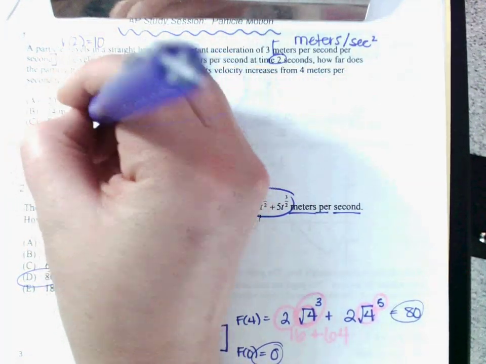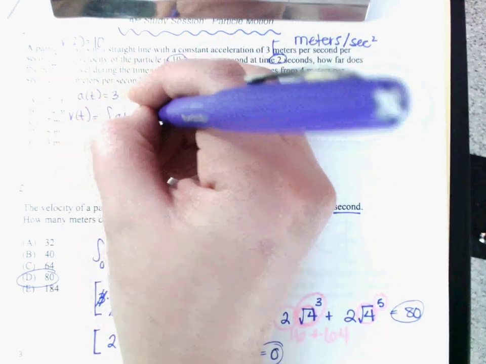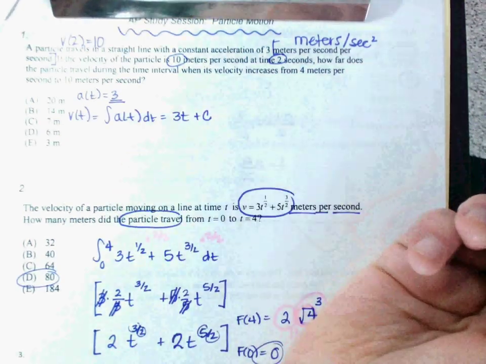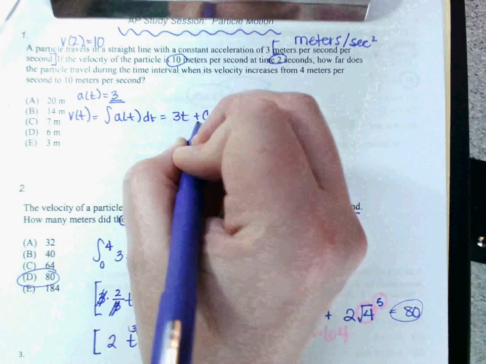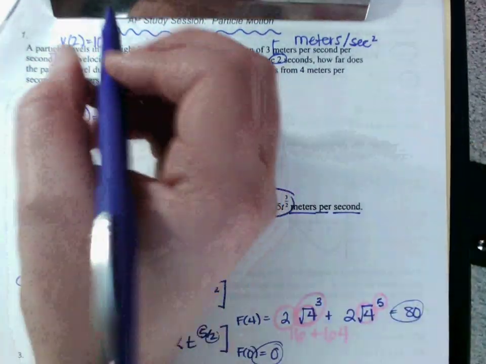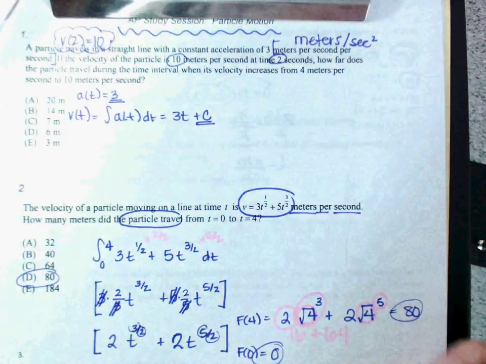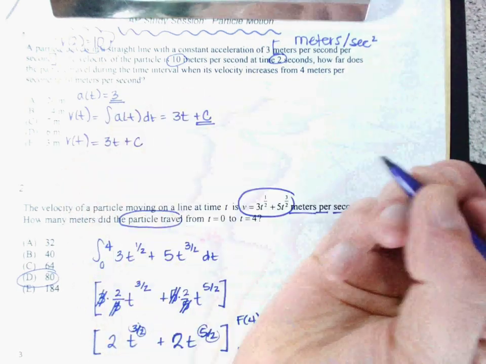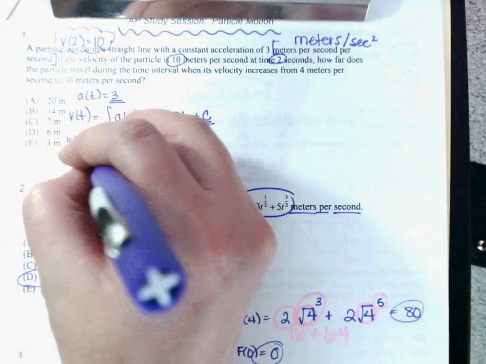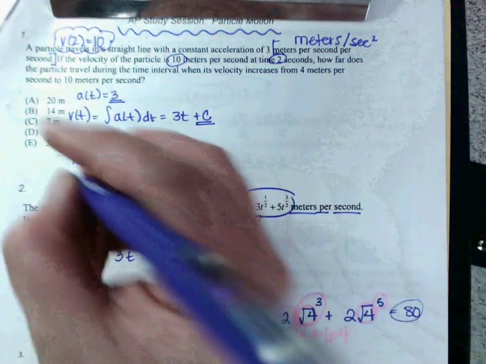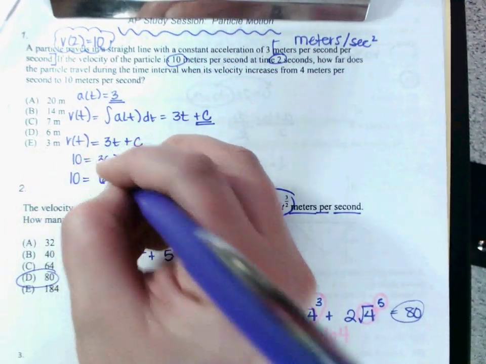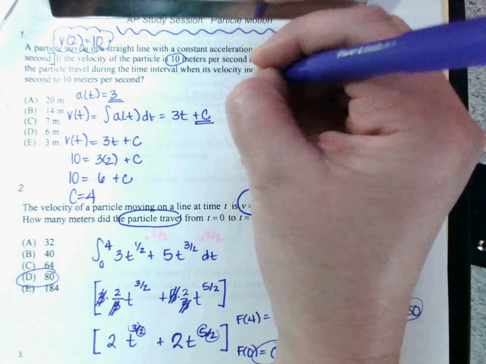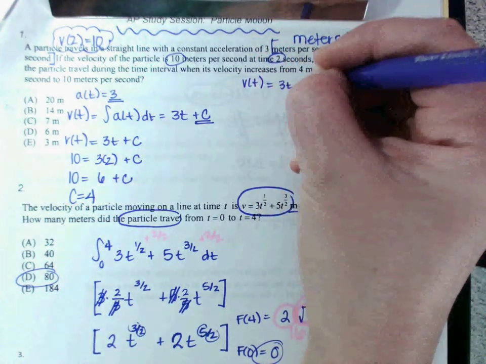So we know that v of t is the integral of acceleration. So if I wanted to integrate 3, that's going to be 3t plus c. Then remember, in order for me to know what my plus c is, I need to know an ordered pair. Well, they gave you one right here. So if v of t is 3t plus c, and I know that 10 is the answer when I plug in 2, well then 10 equals 6 plus c, well then c has to be 4. So now I know that my velocity, v of t, is 3t plus 4.